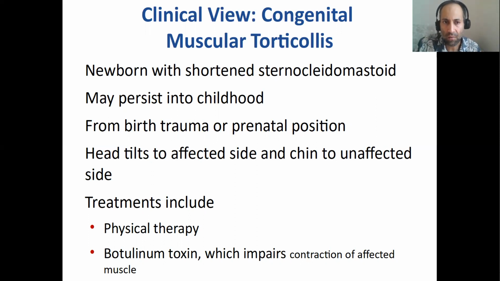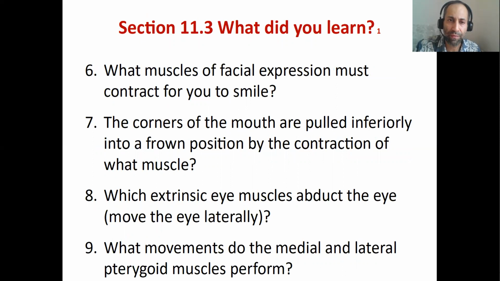So as it says here, head tilts to the affected side and chin to the unaffected side, okay? So what you can do here is physical therapy. Hopefully most of these conditions will resolve on their own, or you might need Botox because it paralyzes muscles, right? So it might loosen the muscles here. Okay, what muscles of facial expression must contract for you to smile? Zygomaticus major, zygomaticus minor, levator anguli oris, levator labii superioris, smiles, upwards. The corners of the mouth are pulled inferiorly into a frown by contraction of what muscle? Depressor anguli oris. There you go.